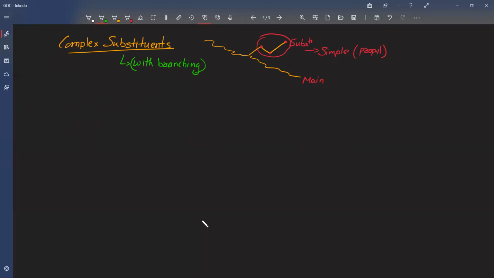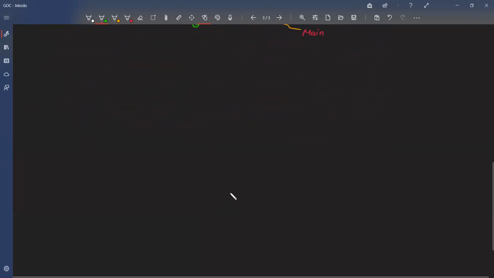So to practice this, let me give you a big molecule which has the substituents. First, I'll ask you to identify those substituents, whether they are simple or complex. That is the first thing which you have to do. And then the next step is to name only the substituents. Only the substituents, right? Yes, sir.